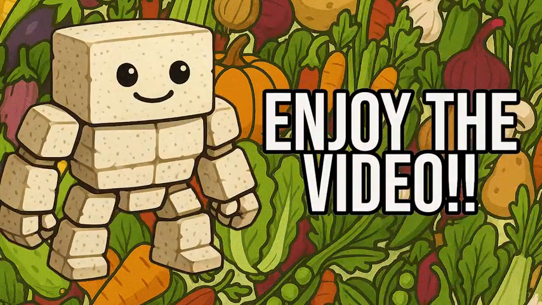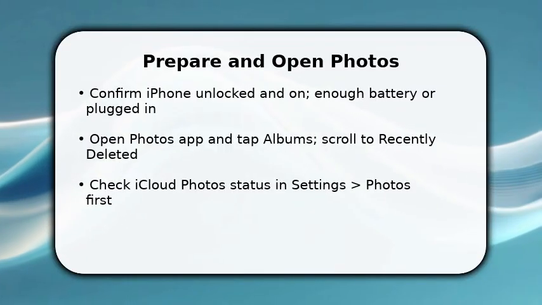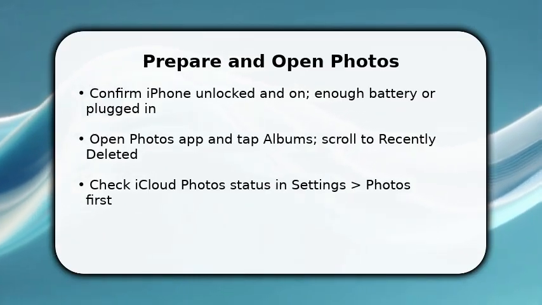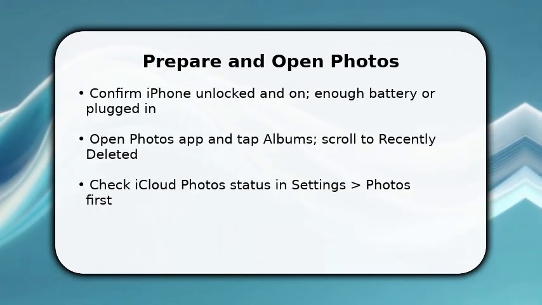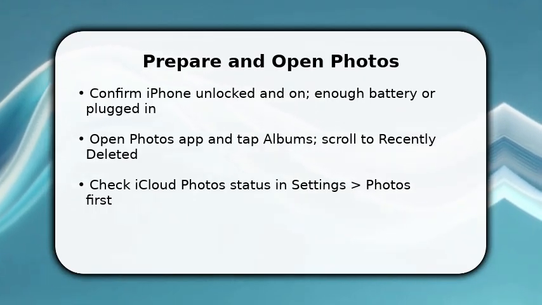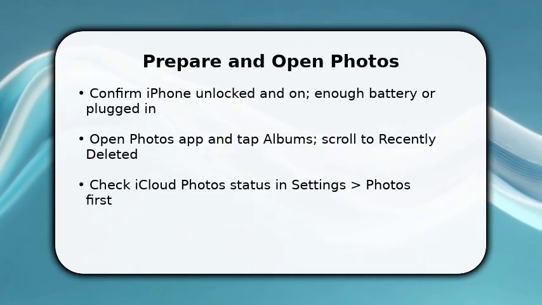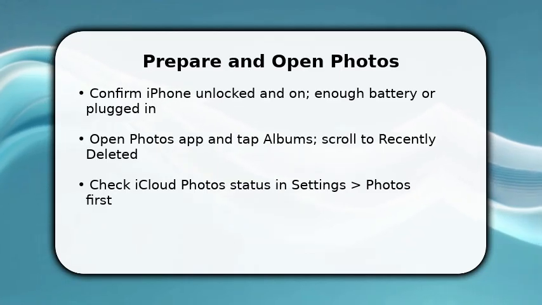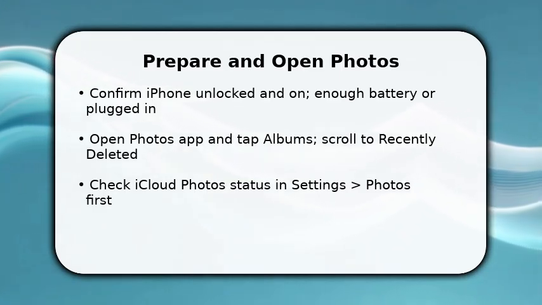Please enjoy the video. You start by making sure the iPhone is unlocked, charged, and connected to Wi-Fi if using iCloud. Open Photos and go straight to Albums. Once there, scroll down to Recently Deleted. If you don't see the album, make sure iCloud Photos is enabled in Settings Photos because syncing affects visibility.